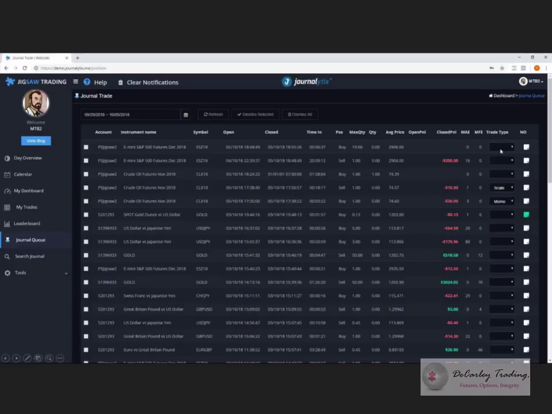And what you can do in here, you could just come through your trades and just click on the trade type, categorize them, if we don't want to journal them, and then dismiss them. Okay? So you can put as much or as little in as you like.